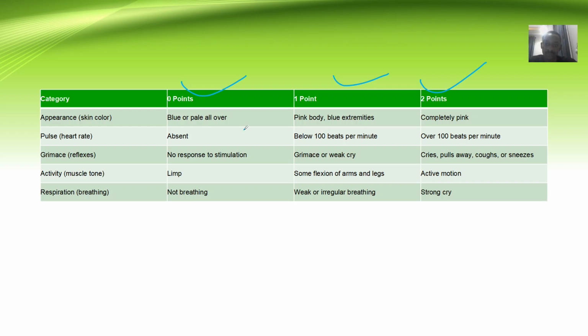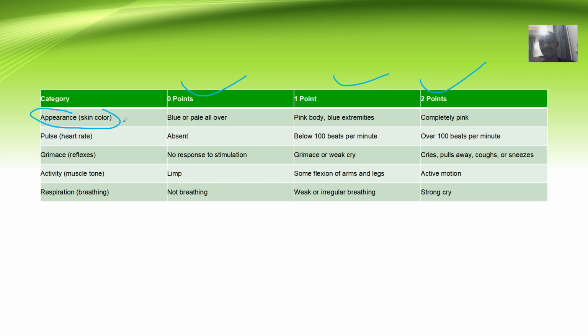Now if the baby's body is pink, but the lower extremities are blue, that means the rest of the body has blood supply, but the hands and legs are the ones having little blood supply. So give them a score of 1. If the baby's body is completely pink, that tells you blood supply is all around. You give the baby a score of 2. So that's it for appearance, that's the skin color.